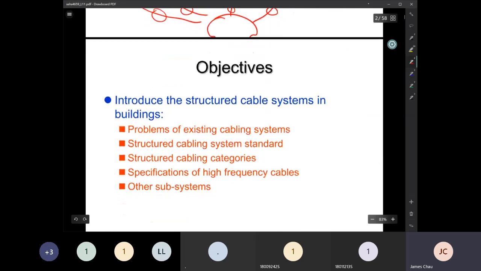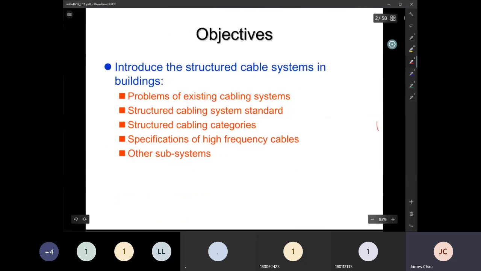Okay. Here you can see that our objective is to introduce the cable system to you. Firstly, we are going to talk about the problems we found in the existing cable systems. Then we are going to talk about the standards. We give you some categories that we mostly find in our buildings. Also, we are going to tell you the major problem found if we transmit some high frequency signal through the cables. And finally, we give you some idea on the subsystems in the cable systems. Okay.